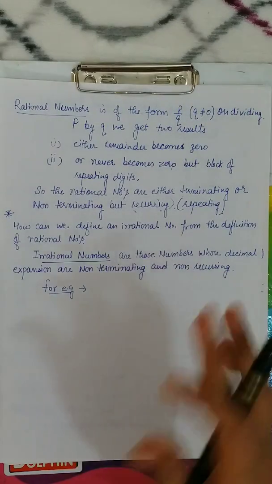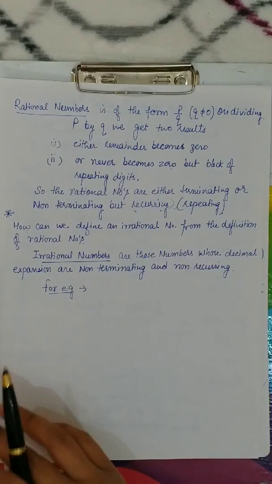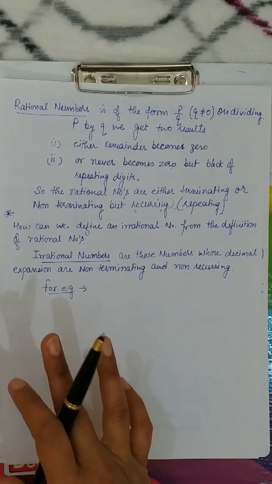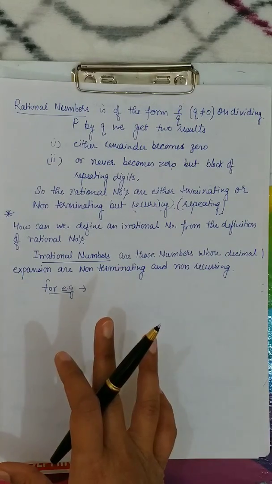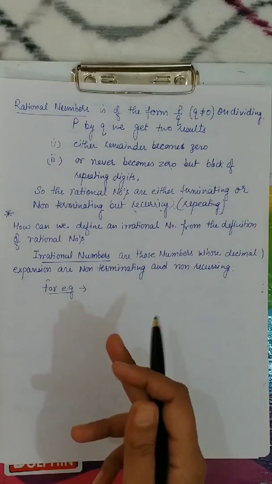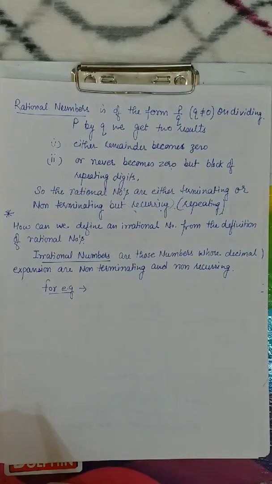We can easily identify rational numbers by checking their decimal expansion, whether the decimal expansion is terminating. If it terminates, then it is a rational number. If it is non-terminating but repeating, then it is again a rational number.